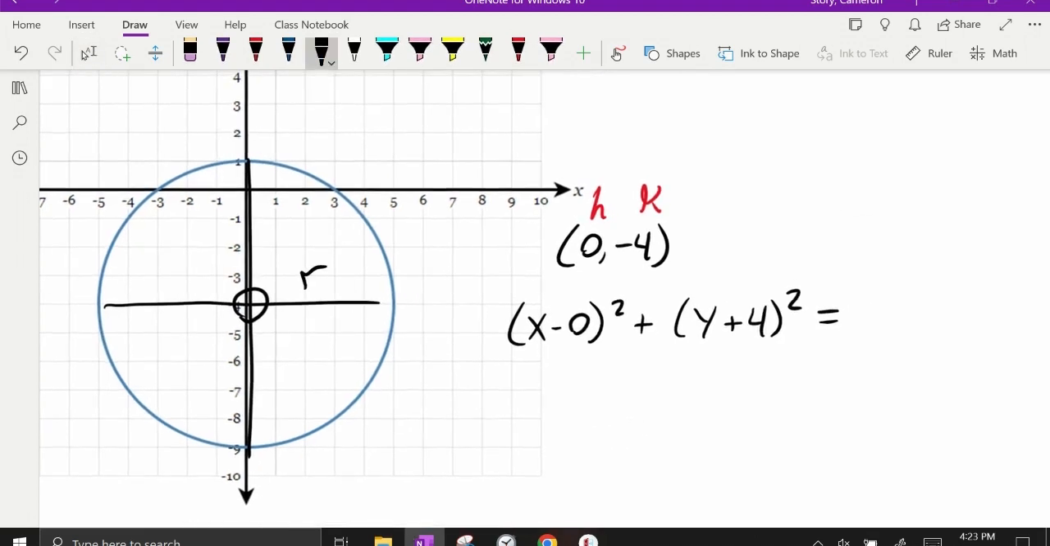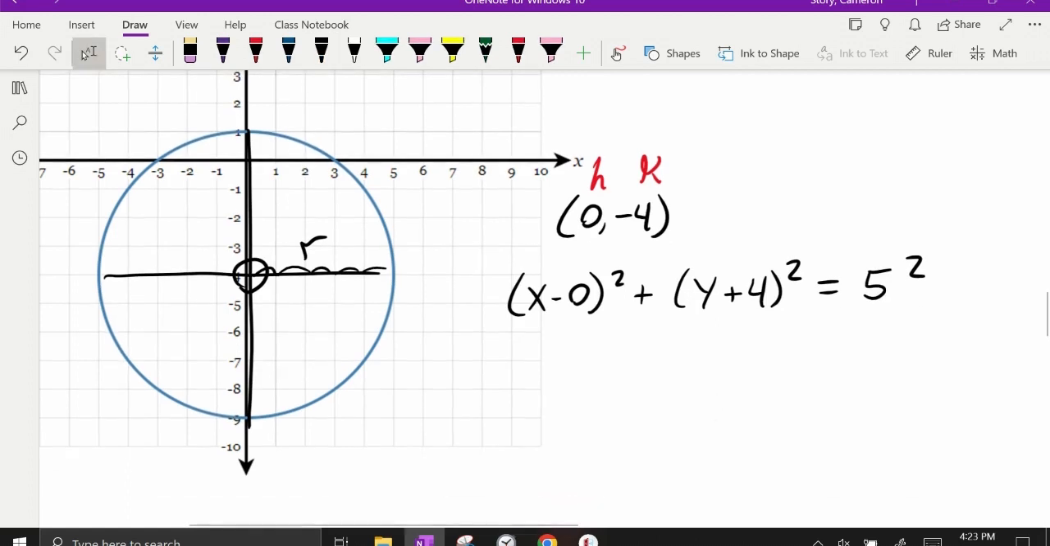The radius r is going to be, let's see, 1, 2, 3, 4, 5. So it's going to be 5 squared. So my final equation will be, well, x minus 0 is just x, so just x squared, plus y plus 4, all of that squared, and that is equal to 5 squared, which is 25.